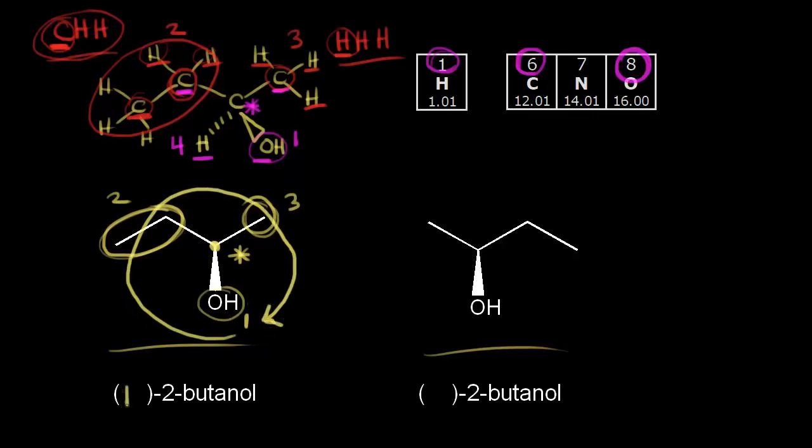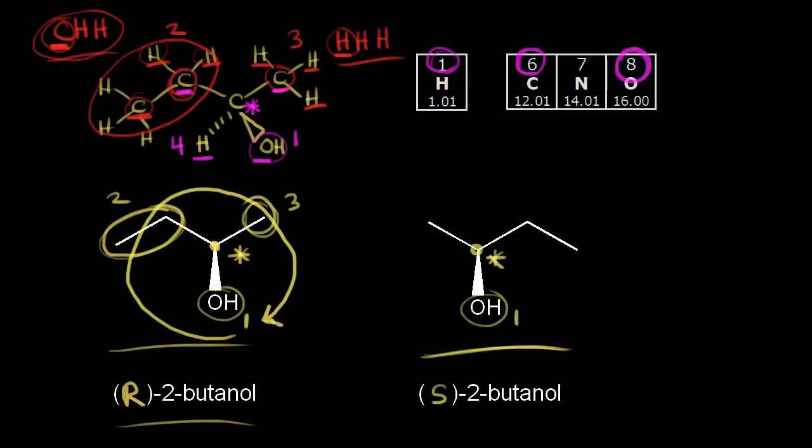So this is R-2-butanol. If that's R-2-butanol, the mirror image must be S-2-butanol. So let's go ahead and double check and make sure that's true. So this is our chiral center. This is our chiral center. We know the OH is highest priority, so that gets a number 1.